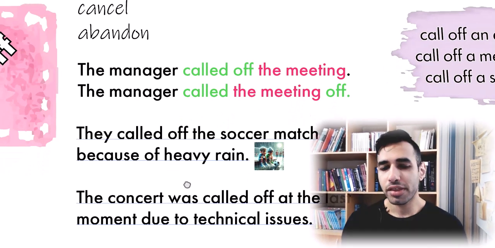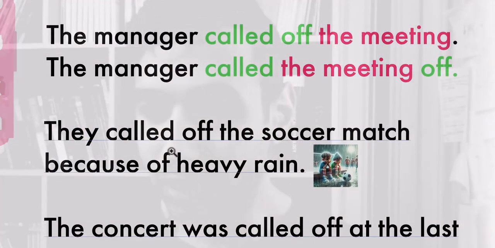Next. They called off the soccer match because of heavy rain. We have one clause here. They is a noun. Called off is a phrasal verb. Now you tell me, what is the object here? What is the object of called off? Exactly, it's the soccer match.